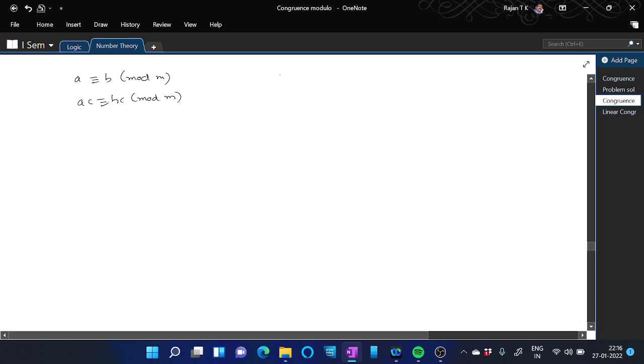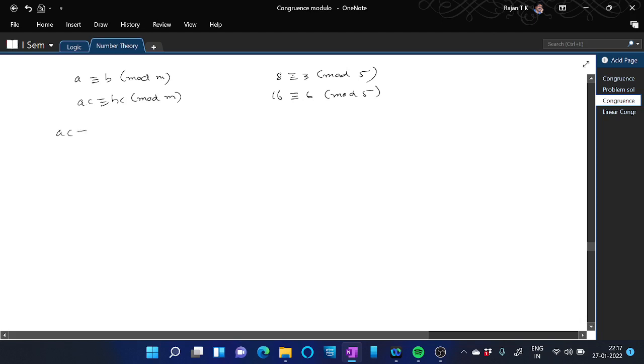For example, if you take 8 is congruent to 3 mod 5, so 16 is congruent to 6 mod 5. 8 minus 3, 5 is a multiple of 5. 16 minus 6, 10, that is also a multiple of 5. So if 8 is congruent to 3 mod 5, it is very clear that 16 is congruent to 6 mod 5. Now what about the converse of this result?